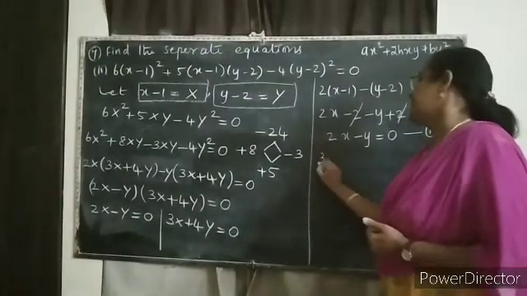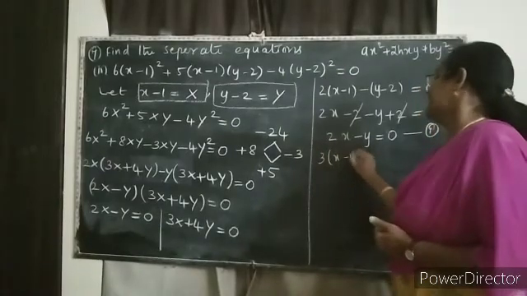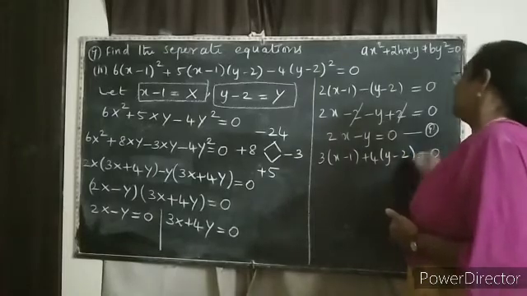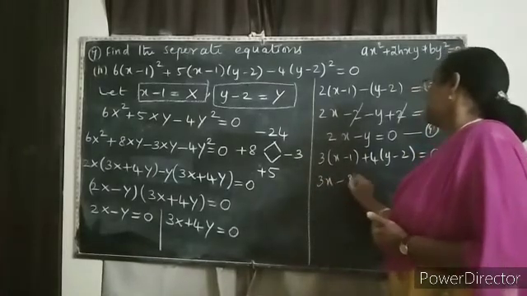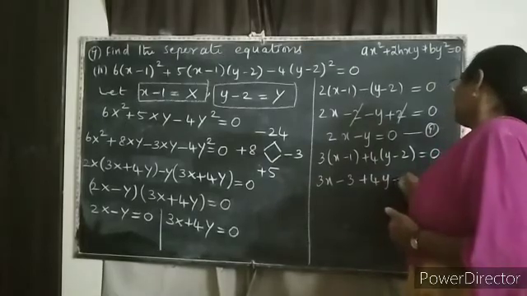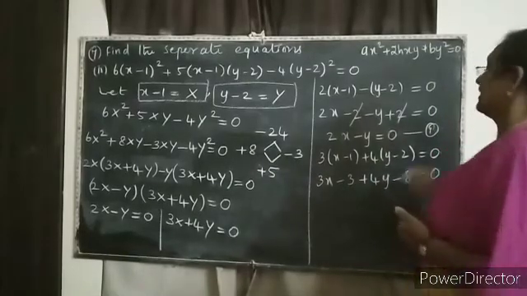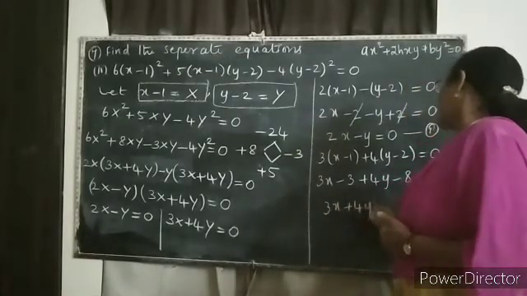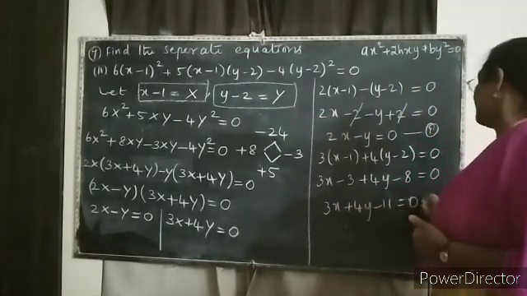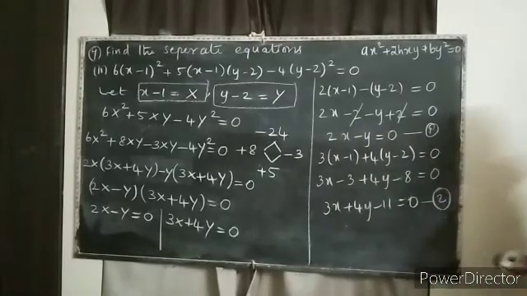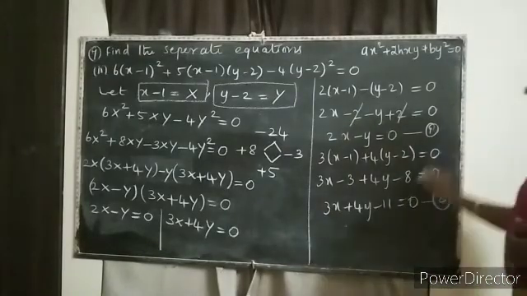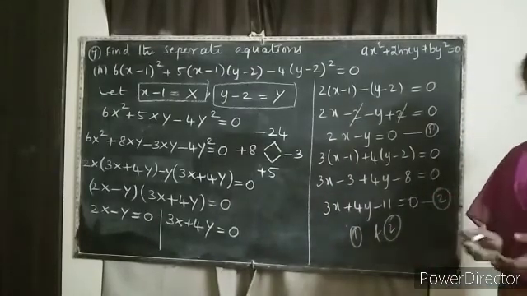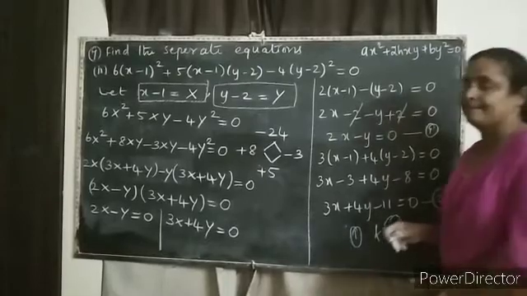Second separate equation is 3 into x minus 1 plus 4 into y minus 2 equal to 0. So 3x minus 3 plus 4y minus 8 is equal to 0. Yes or no? Now what is the answer? 3x plus 4y minus 11 is equal to 0. So this will be our second separate equation. So we are going to take and write the first and the second equations as the required separate equations.